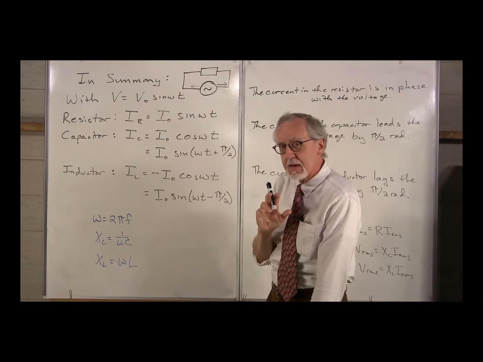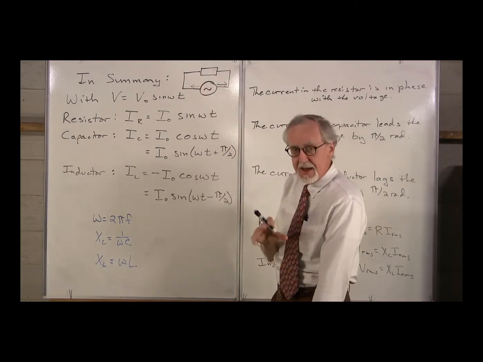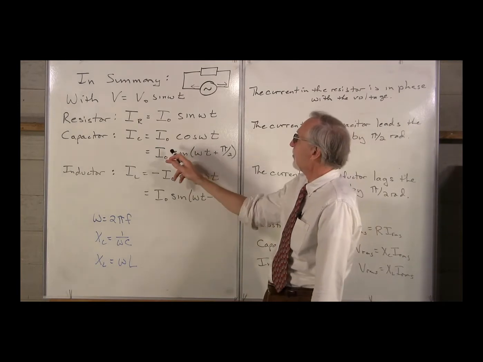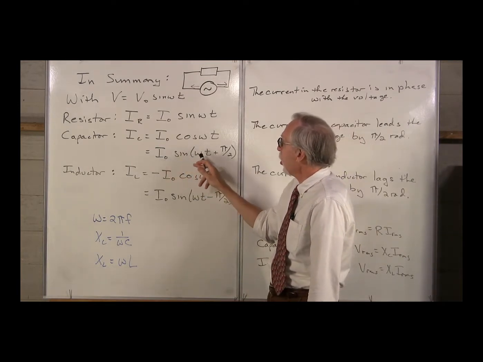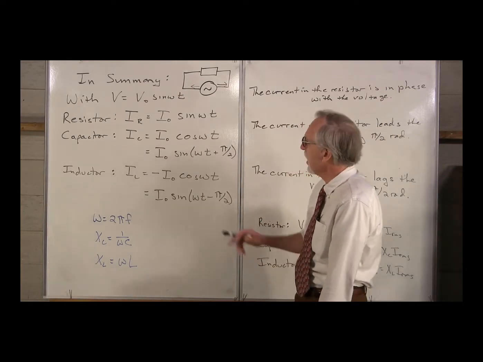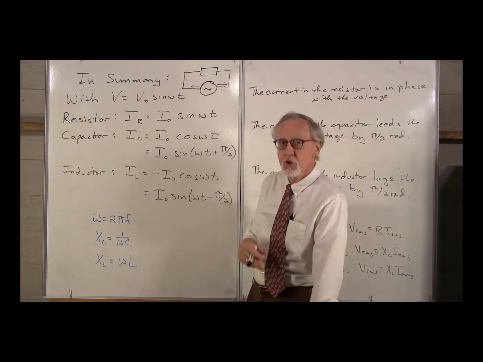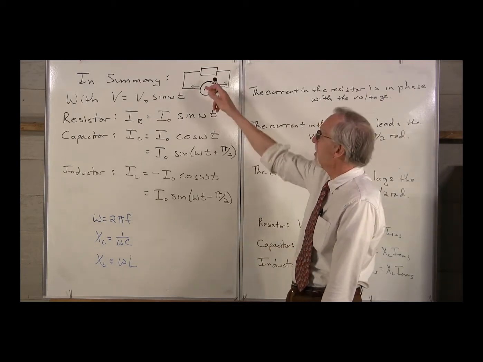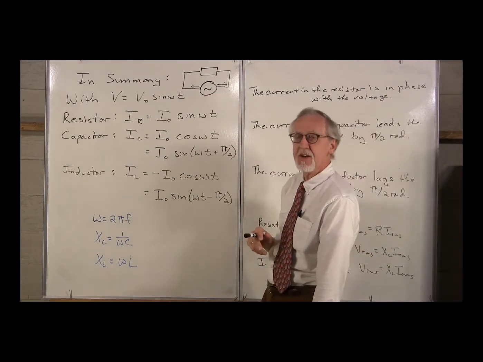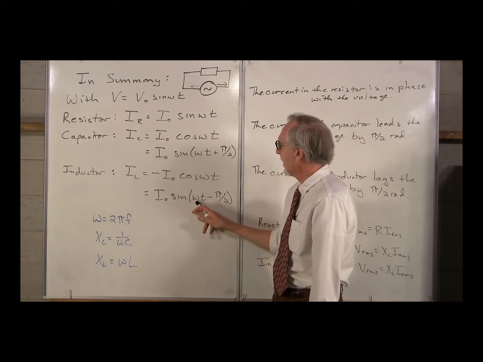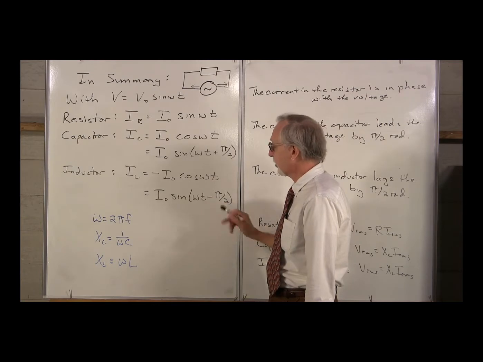When we put a capacitor in here, the capacitor all by itself, we found that the current in the circuit was of the form I naught sine omega t plus pi over 2, and I'll come back to this in just a second. And when we put this other new circuit element, the inductor, in the circuit all by itself, we found that the current in the circuit had a form I naught sine omega t minus pi over 2.